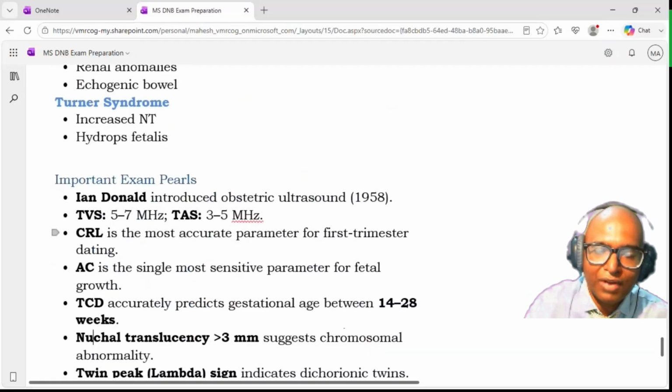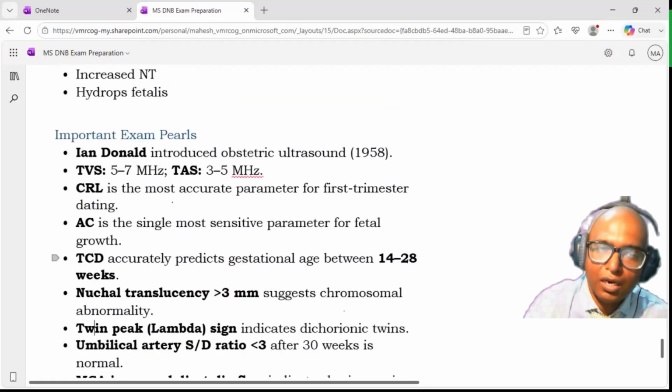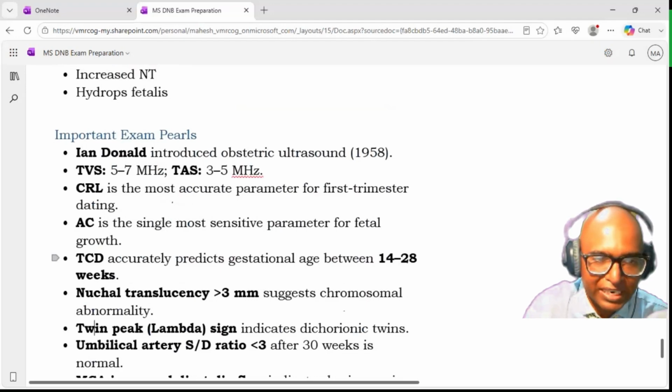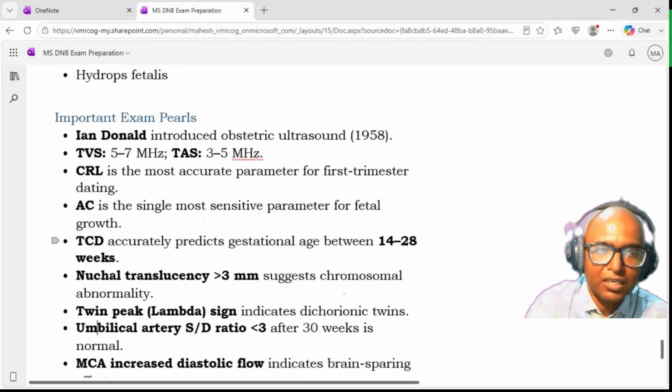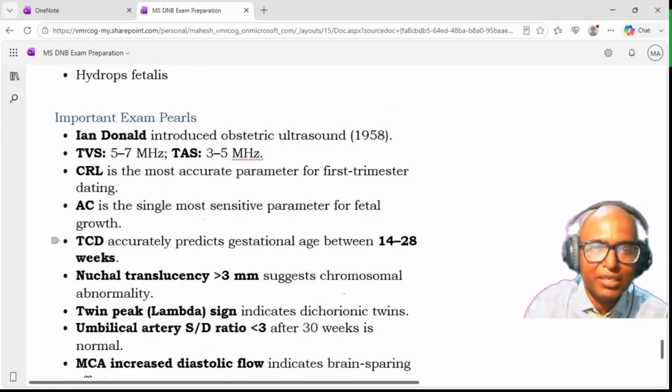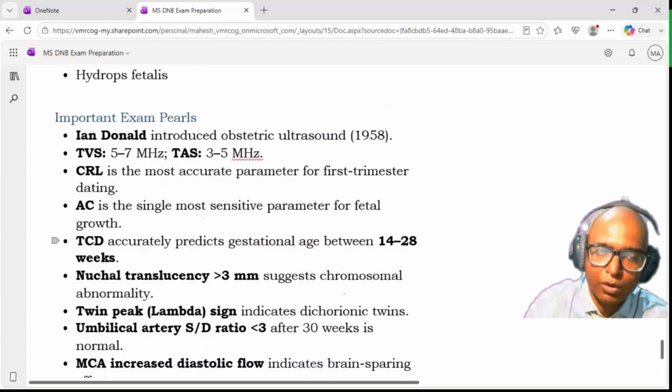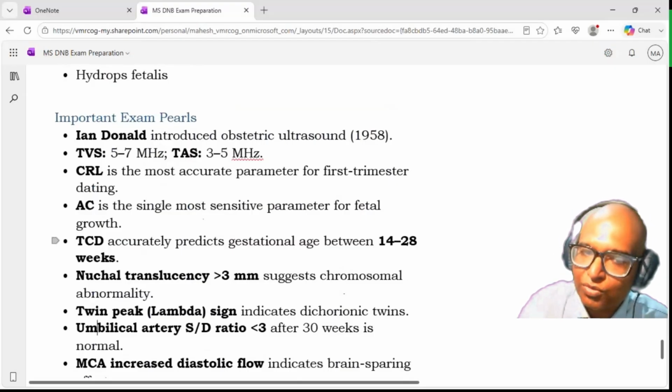Okay, so final summary. Ultrasound: Ian Donald introduced obstetric ultrasound in 1958. TVS frequency is 5 to 7 megahertz. Transabdominal is 3 to 5 megahertz. CRL is the most accurate parameter for first trimester dating. AC is the single most sensitive parameter for fetal growth. Transcerebellar diameter accurately predicts gestational age between 14 to 28 weeks.